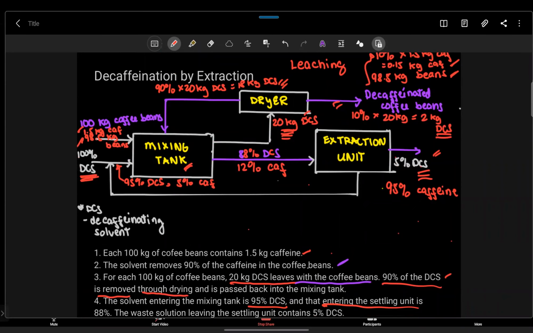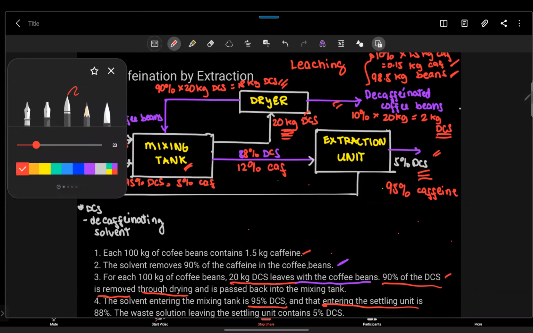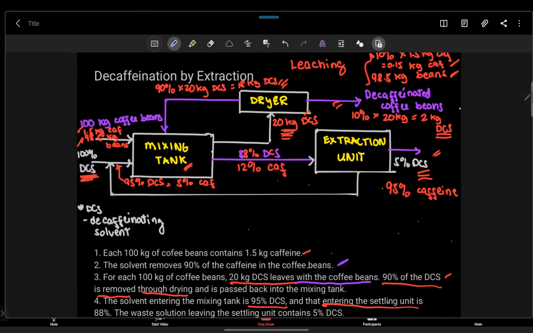Probably we just have to name the streams, no? So let's say that the feed, which is yung ating 100 kilogram na coffee beans, tawagin natin siyang F. Tapos yung solvent, tawagin ko siyang L. Okay? Parang liquid, ganun. Tapos M itong mix solution here, which is entering the mixing tank. The recycled stream, we call it R. Let's call this stream P. Okay? Ano pa ba? We can use W to denote the waste stream. And here, yung decaffeinated coffee beans natin, tawagin natin siyang stream D.